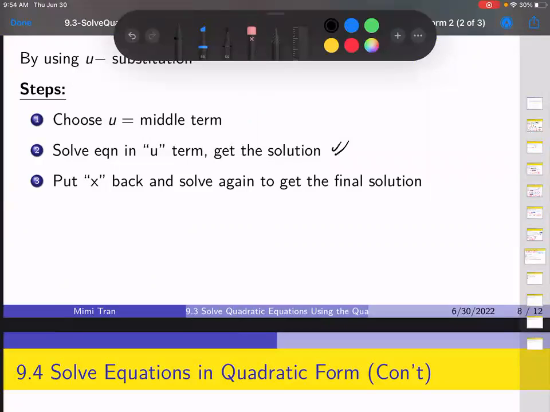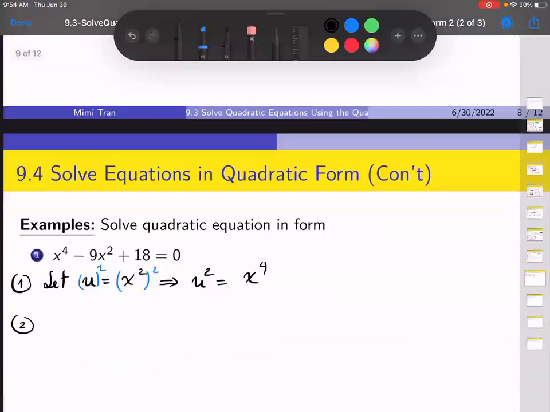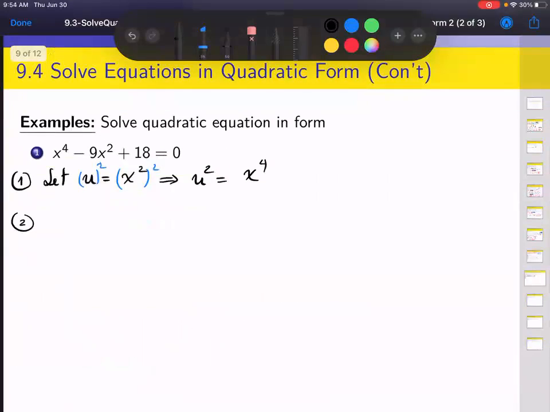Let me use black here because I just used black. So now I'm going to rewrite this guy. Right here, instead of x to the 4, x to the 4 equals u squared, so it's going to be u squared minus, well, instead of 9x squared, it's going to be 9u plus 18 equals 0. Do you guys know how to solve this, right? Now it looks quadratic. I'm going to factor. I don't think we need to use the quadratic formula.